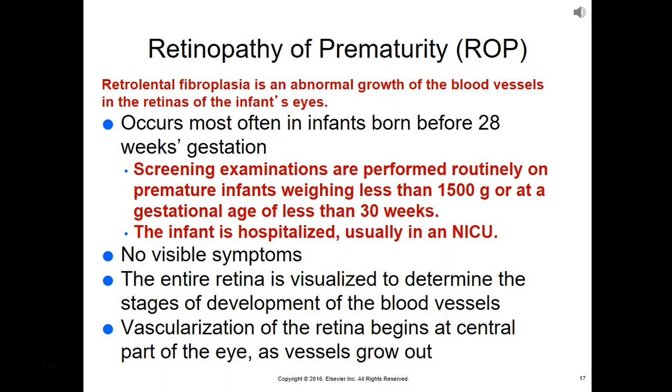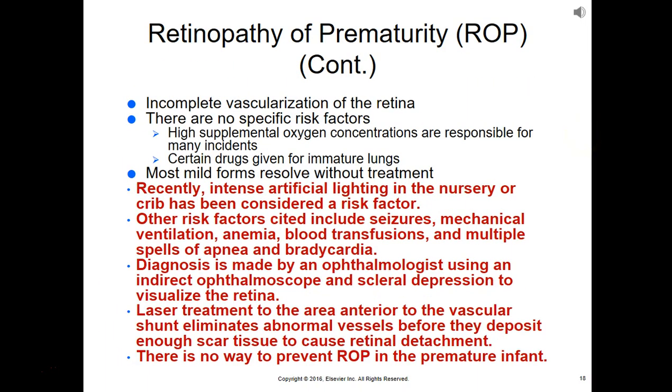The infant then is going to be hospitalized and usually has a pretty good stay in a NICU. There are no visible symptoms of this disorder, but the entire retina is going to be visualized to determine the stages of development of the blood vessels. Vascularization of the retina begins at the central part of the eye as the vessels grow out. The incomplete vascularization of the retina is what causes this disorder.